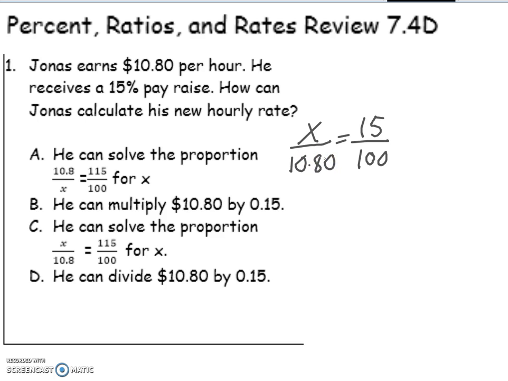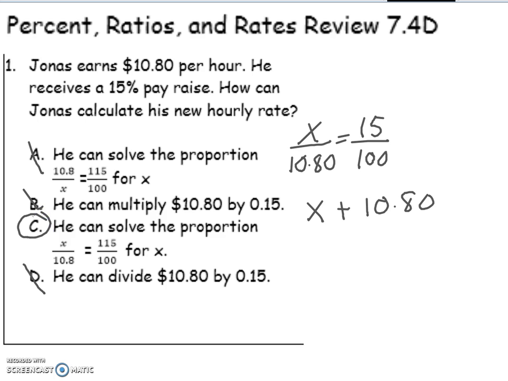And then when we get this answer, we would add the x plus the original 1080. But I don't see that solution, so it could possibly be B, but there is no additional step of adding. We're definitely not going to do dividing, and 1080 is not the part. So the only thing that's left over is C.